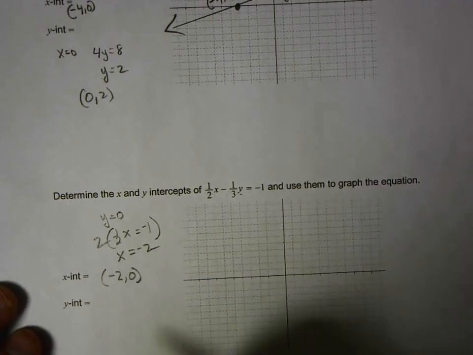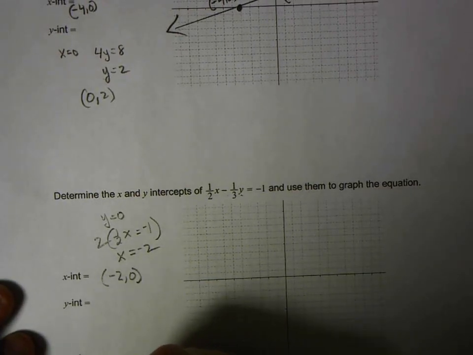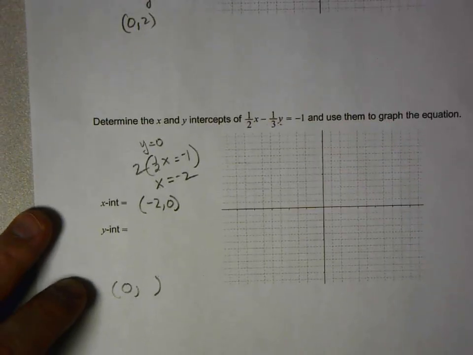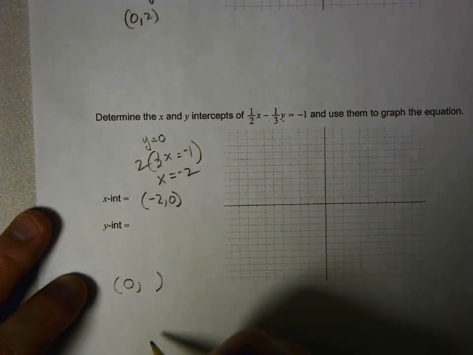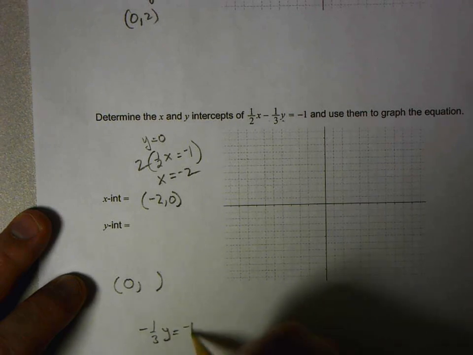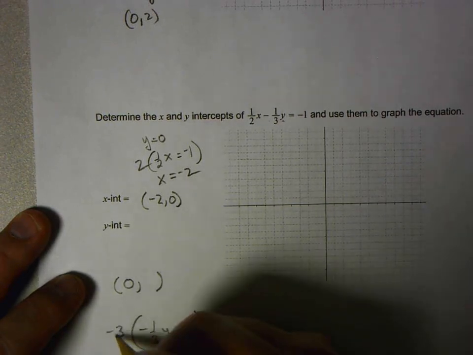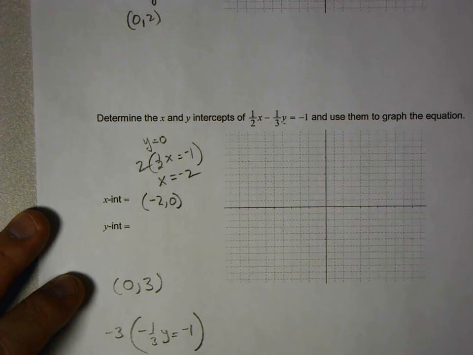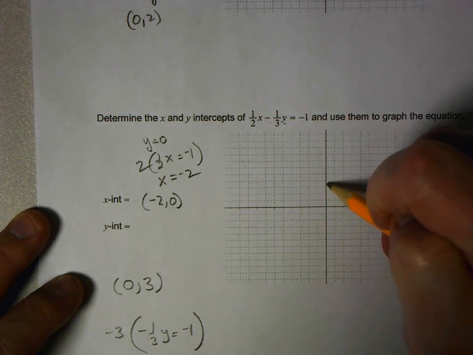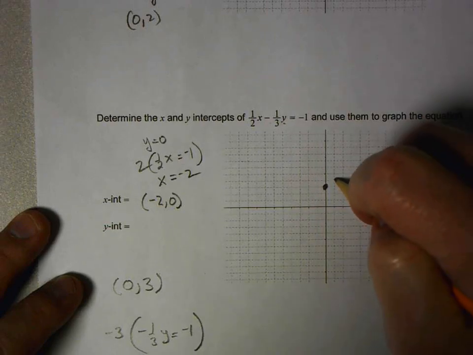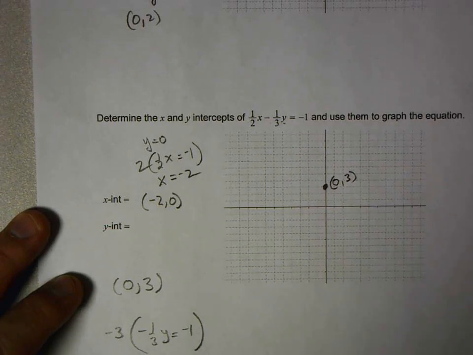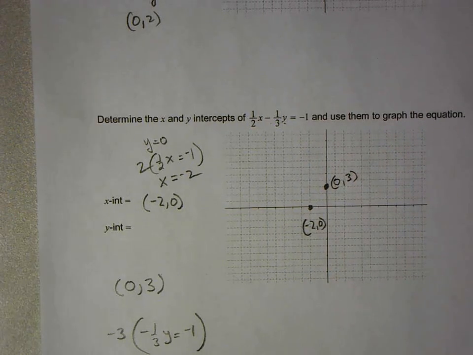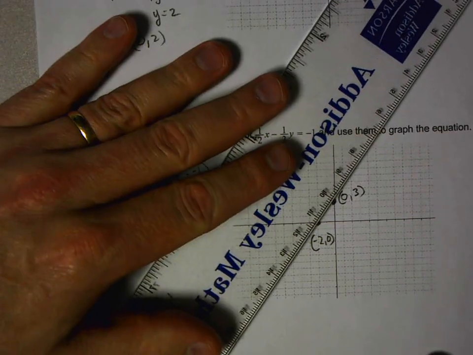Alright, let's find the y-intercept. To find the y-intercept, I plug in 0 for x. If I plug in 0 for x, I have -1/3 y equals -1. To get the y all by itself, I take that equation and multiply by -3. So y equals 3. So I have my y-intercept: 1, 2, 3. Again, I can either label the little tick marks, or I can simply mark my points. In this case, I'm going to mark my points. And there they are. Draw the line.